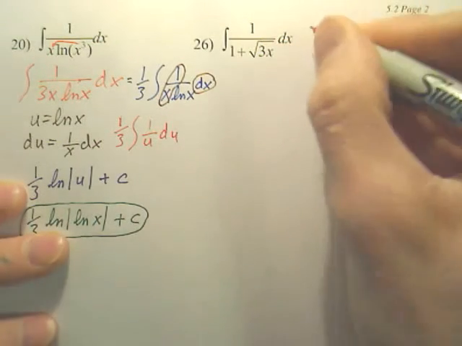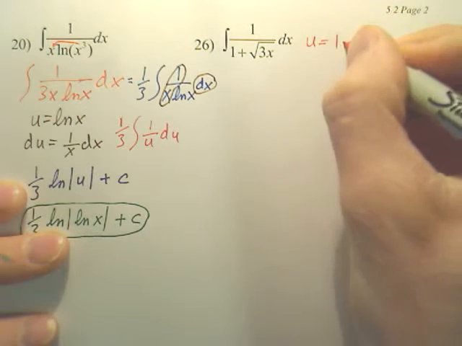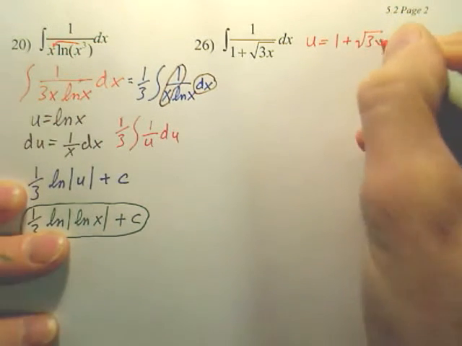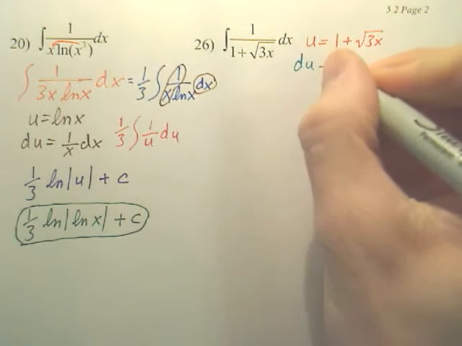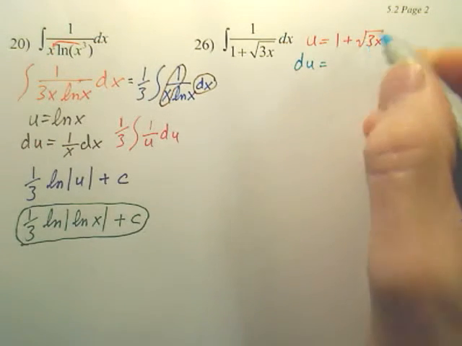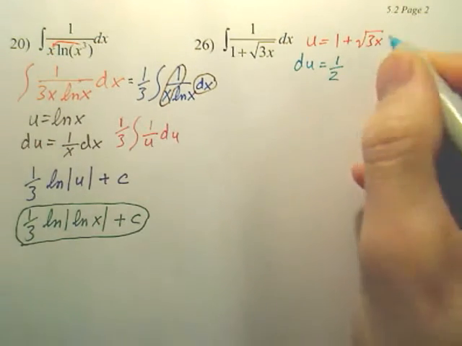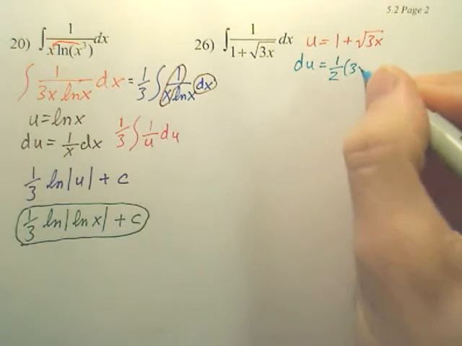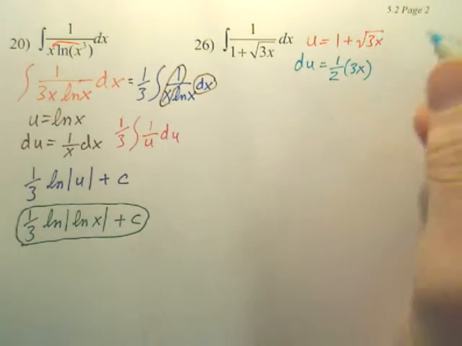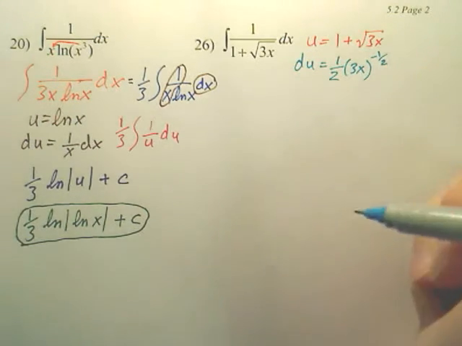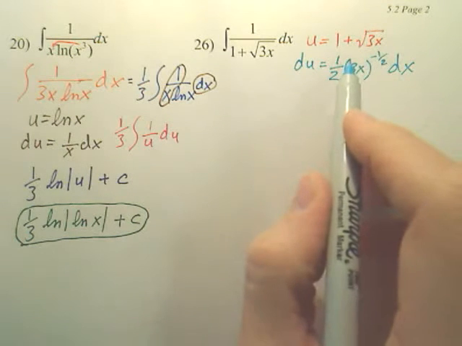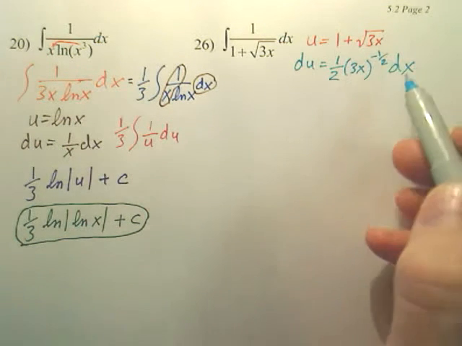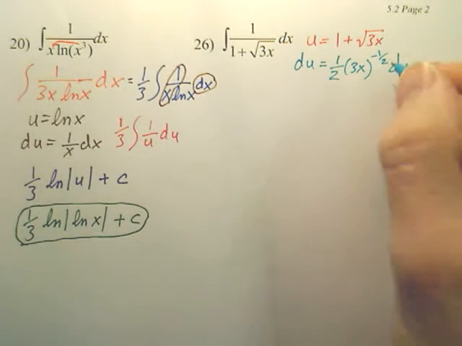We're going to make, for this particular problem, u be the denominator. And when we derive that, you get that is 0, and this ends up being 1/2 (3x) to the negative 1/2 dx. Okay, 1/2 comes out front, leave the 3x, lower the power, and multiply by what?